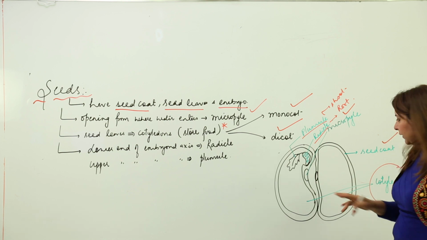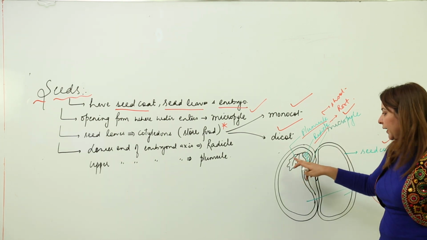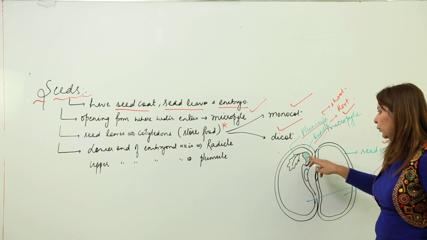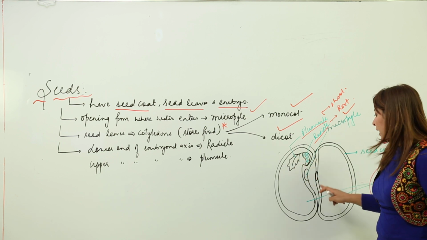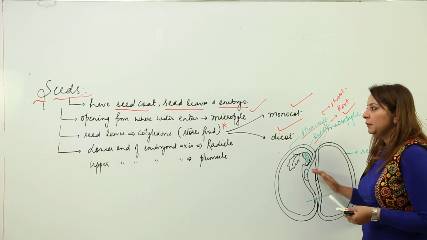I think you got it, that a seed consists of the seed coat, the seed leaves, and the embryo. The upper end is the plumule, which is the future shoot, and the lower end is the radicle, which is the future root, and it has a special opening for the entry of water, that is called the micropyle.